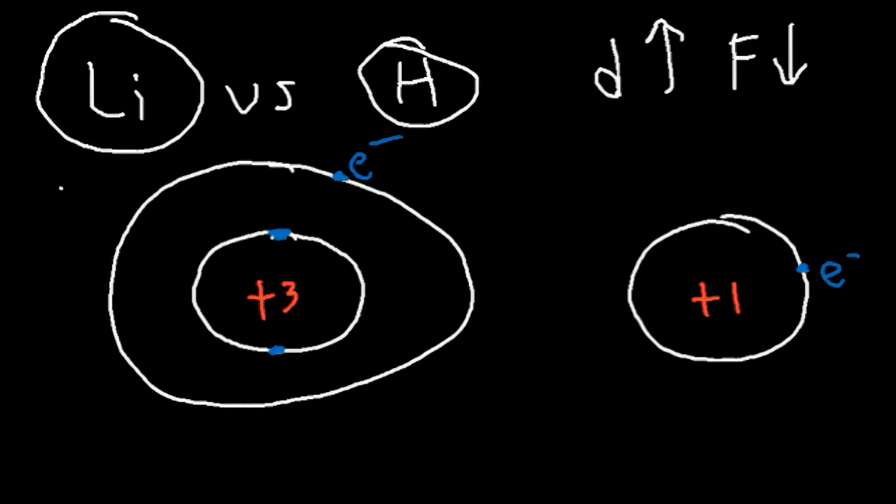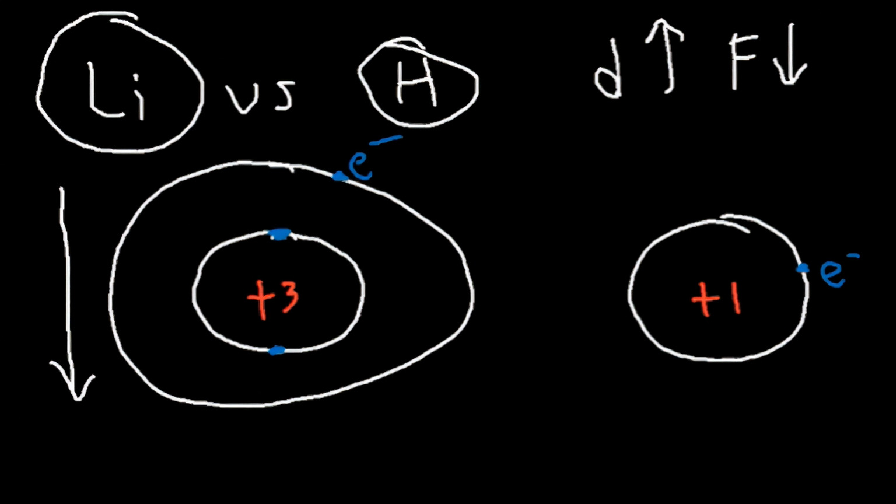And that's why as you go down the group in the periodic table, atomic size increases, because for every row that you add, you add a new shell of electrons. And so the atom gets bigger.